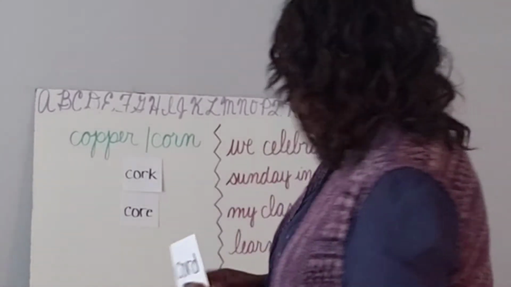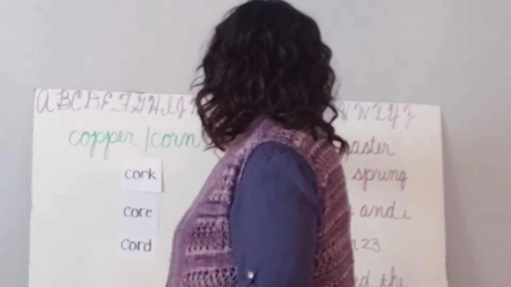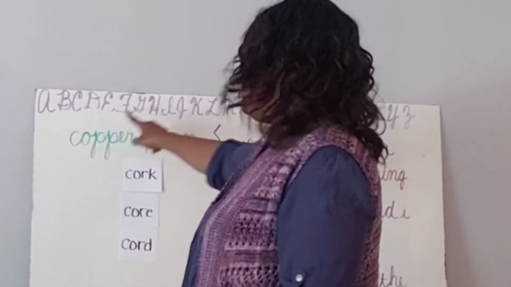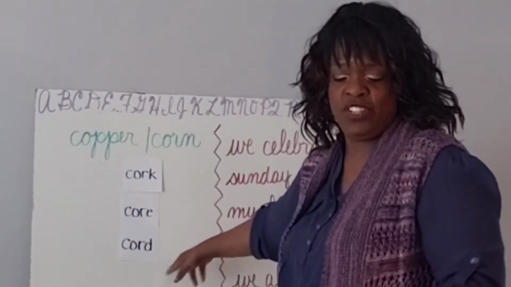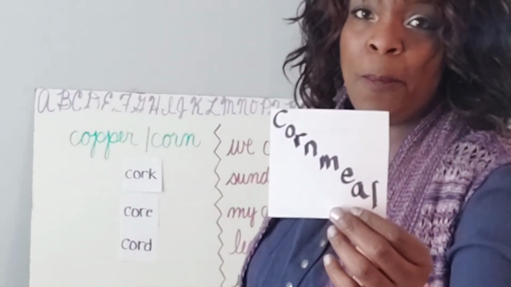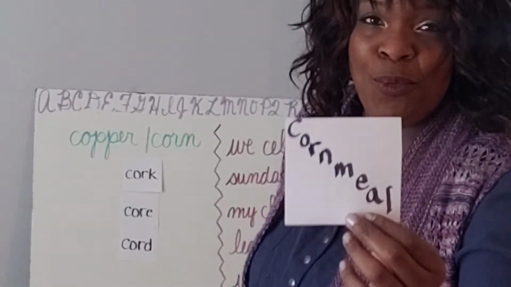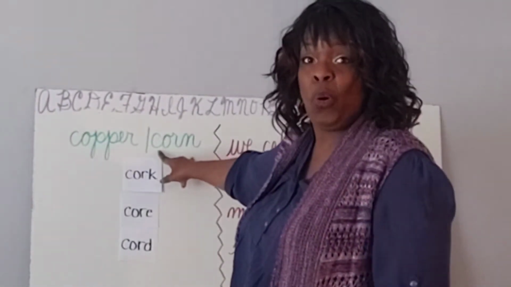Yes, just like cord, C-O-R-D, comes before N. So if D comes before N, then that would be on the dictionary page. Last word, I had to write it lengthwise because it's too long. Cornmeal. Would I find cornmeal? No, because this one ends with corn, right?